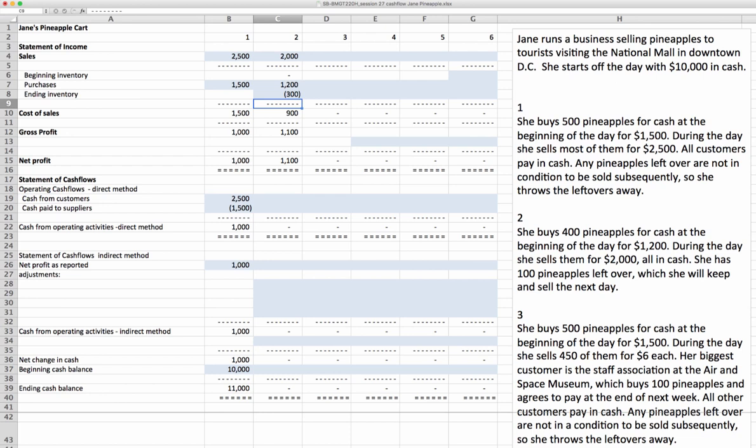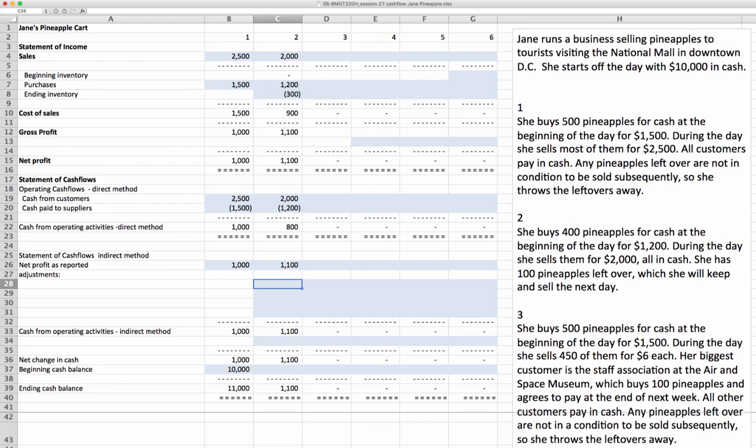Now, using the direct method of cash flows, what was the cash from customers? Well, that was the sales revenue, and the sales revenue was $2,000. The cash paid to suppliers was $1,200, and we can see that it must be that the cash from operating activities is $800. The $2,000 from customers less the $1,200 paid to suppliers. And yet the net profit, as reported, is $1,100. So what's the difference?